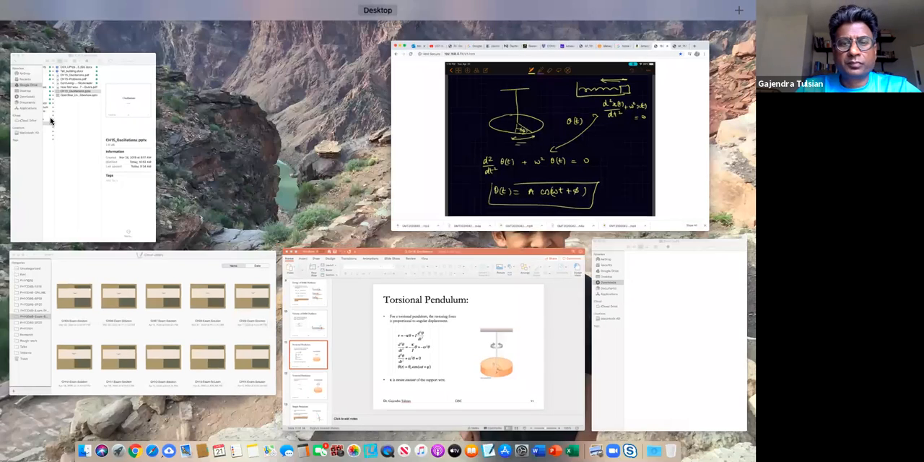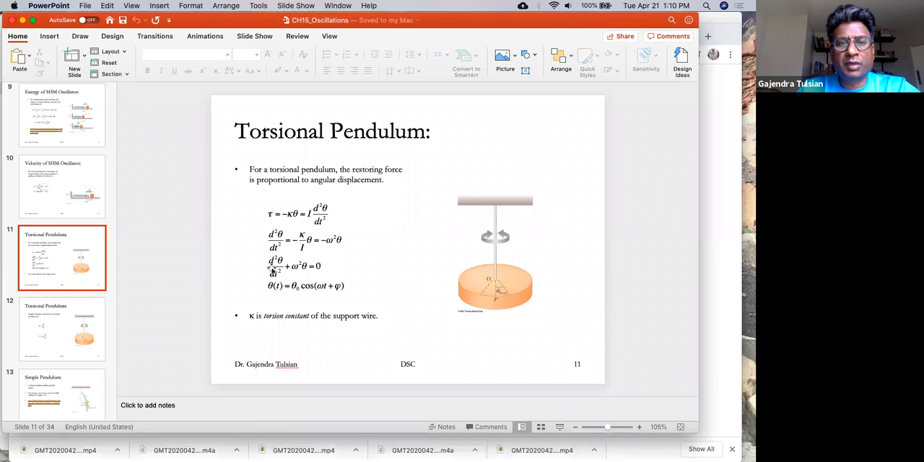A very different looking system, but its behavior is modeled by the same differential equation, and there is a solution to that differential equation. By the way, kappa is called the torsion constant of the support wire. And as you can imagine, if you hung this by a noodle, spaghetti, kappa would be small. You hang it by a steel wire, kappa would be large.